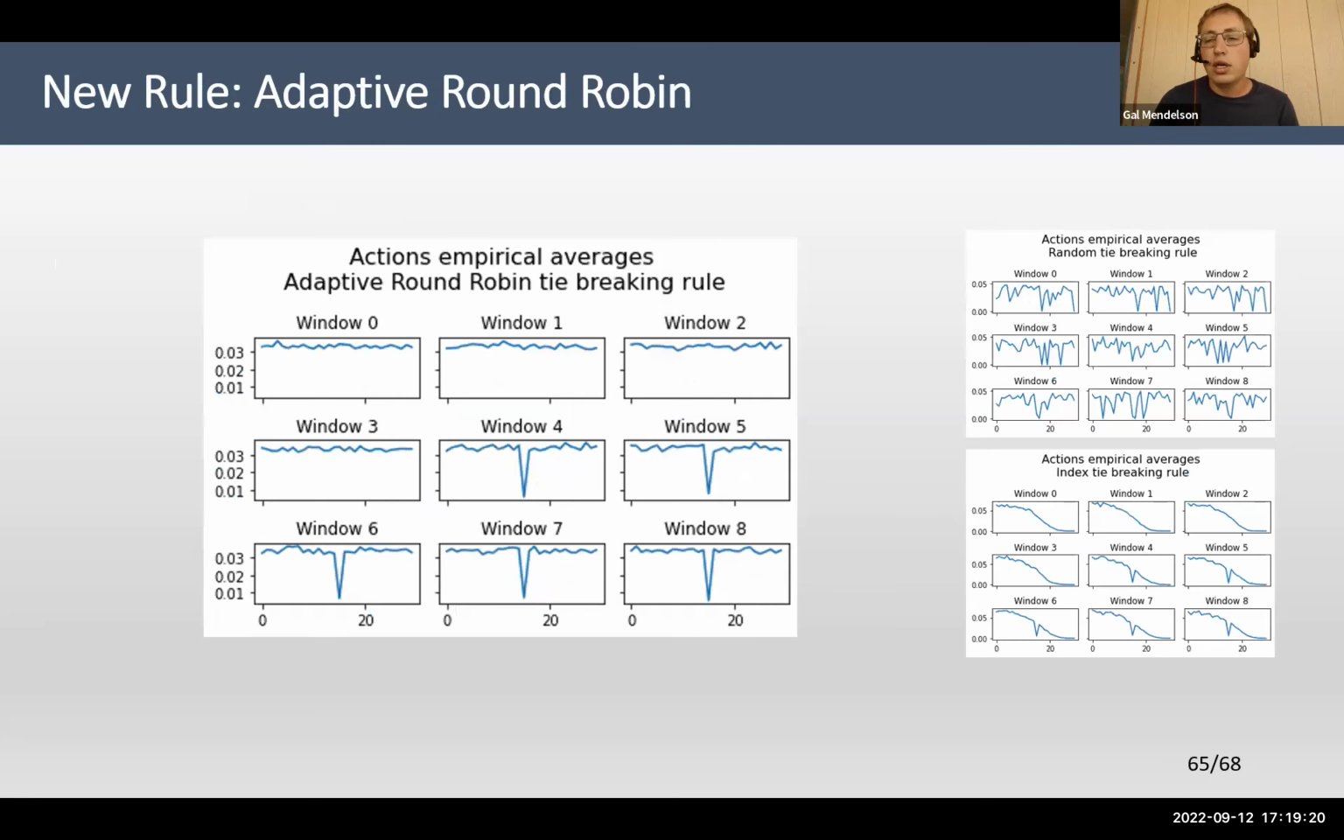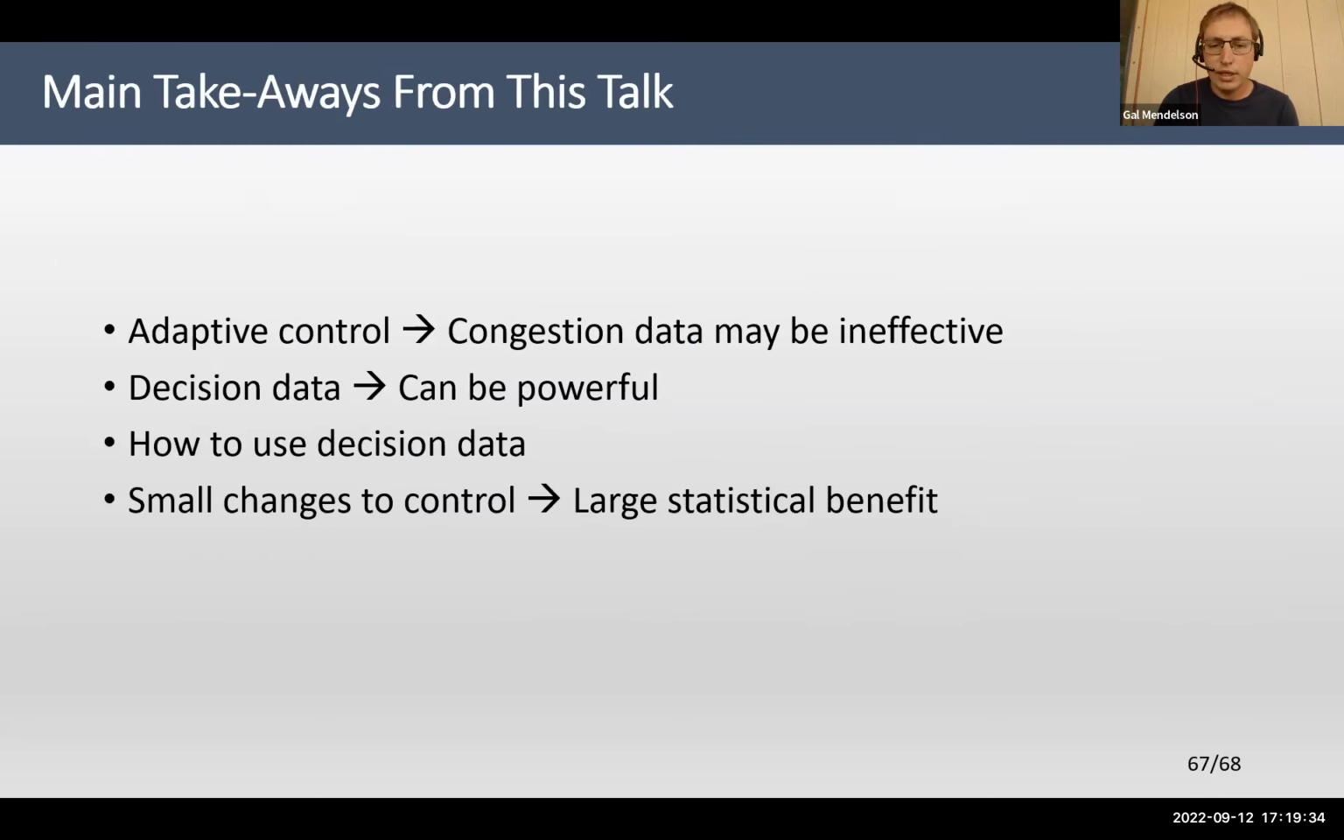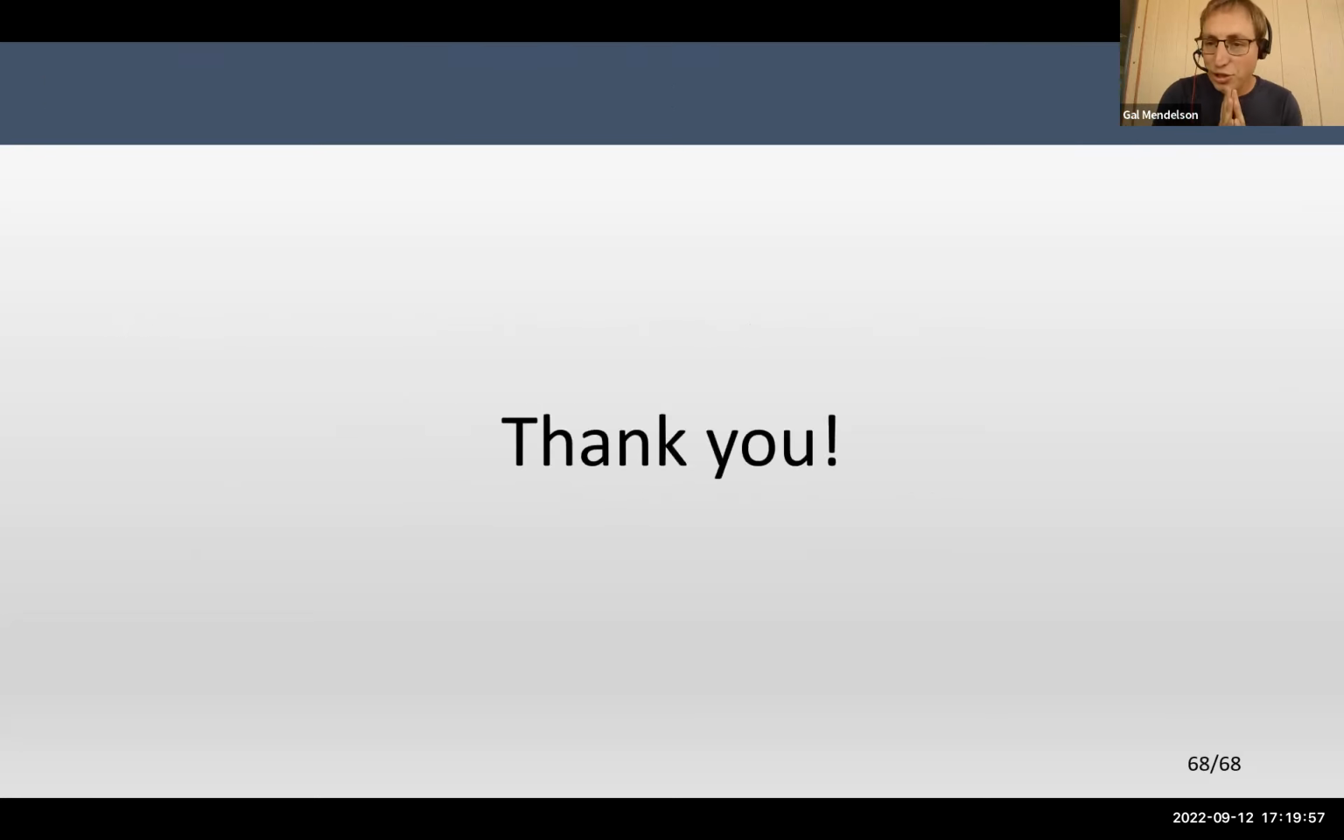So what we do is we introduce a new tie-breaking rule we call adaptive round robin, which I think you can agree with me denoises and debiases the action data in a very profound way. All right. So these were my main takeaways from the talk. Adaptive control may lead to congestion data being ineffective. Decision data can be very powerful. A quick word on how to use decision data with our discrete hypothesis testing, which is equivalent to a threshold test, and tie-breaking rule as a way to optimize the actual data that you're using for detection. Thank you very much. I was very happy to give this talk.